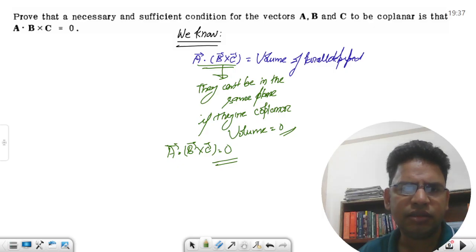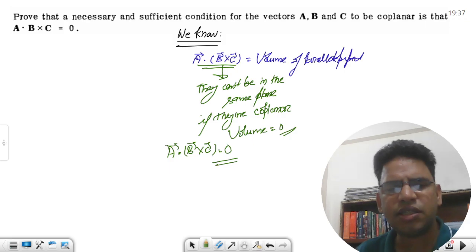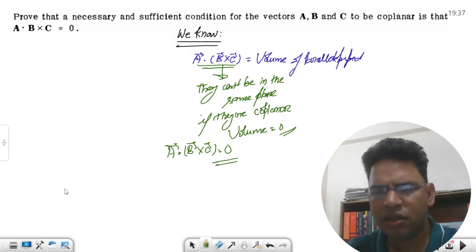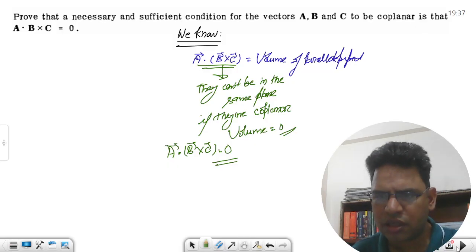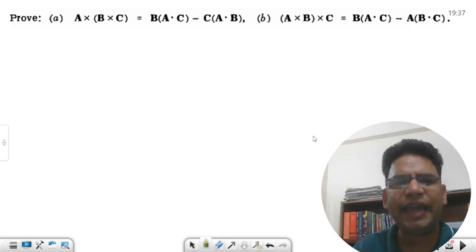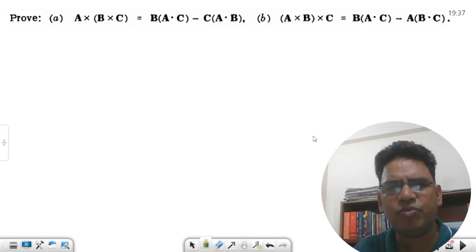So I think you have understood this. Now let's move on to another question. Where is my next question? The next question is here: A cross B cross C equal to B dot A dot C.